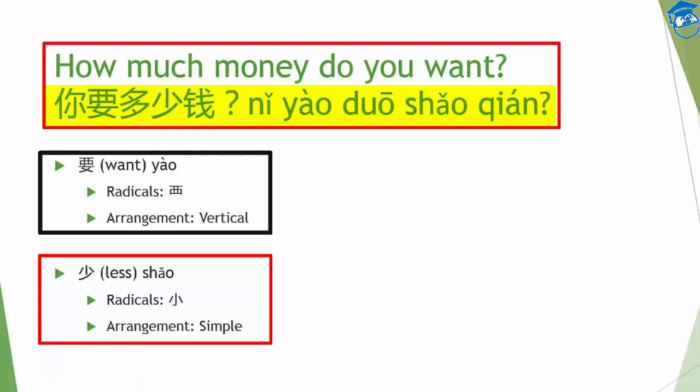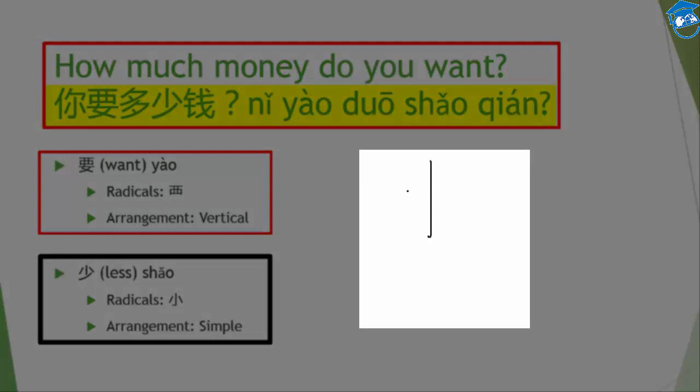Okay, and the next word is 少. It means less, and the radical is what's on top here, and the arrangement is simple. Okay, so here's how I write 少. 1, 2, 3, 4. Just 4 strokes to denote less. Okay.